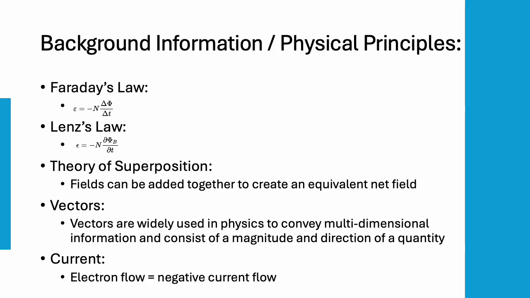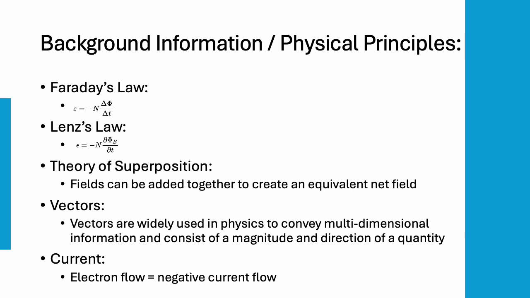Introduction. Background information and physical principles. Here we have the equation showing Faraday's law, which states that EMF is equal to the negative of the number of turns times change in flux over time. And Lenz's law looks very similar, but it's slightly different. Faraday's law explains how much current is produced, while Lenz's law helps explain which direction the current is produced in. The theory of superposition is that fields can be added together to create an equivalent net field.